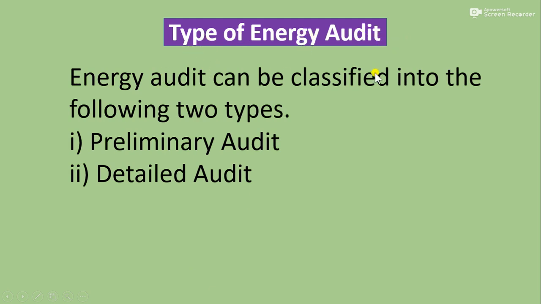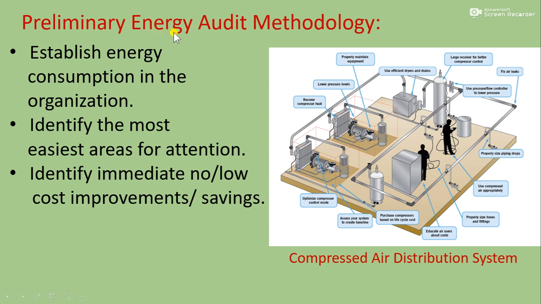Types of energy audit. So here, broadly, energy audit is divided into two types: preliminary audit and detailed audit. So let us see the preliminary energy audit methodology. So in this it includes establishment of energy consumption in the organization. Then identify the easiest areas for attention. Identify immediate no-cost and low-cost improvement savings. So here is a compressed air distribution system.